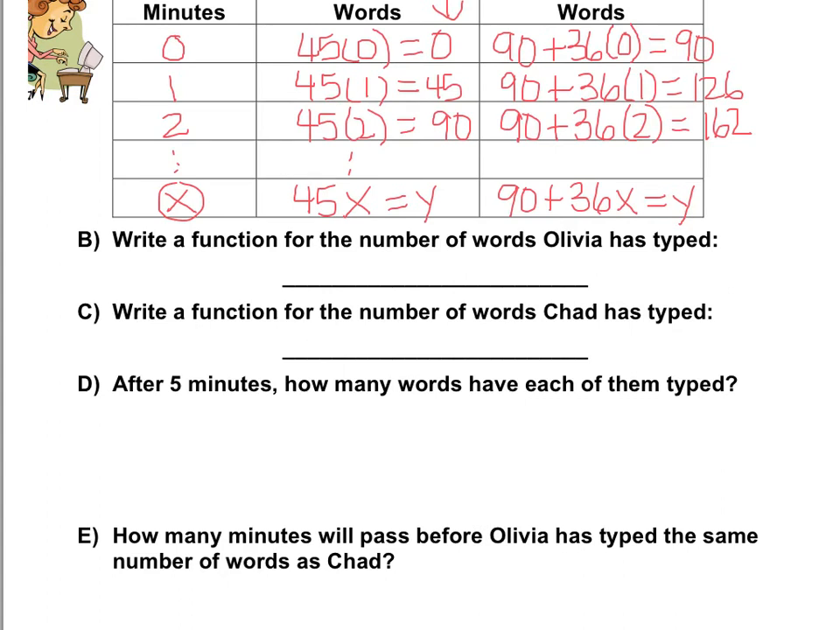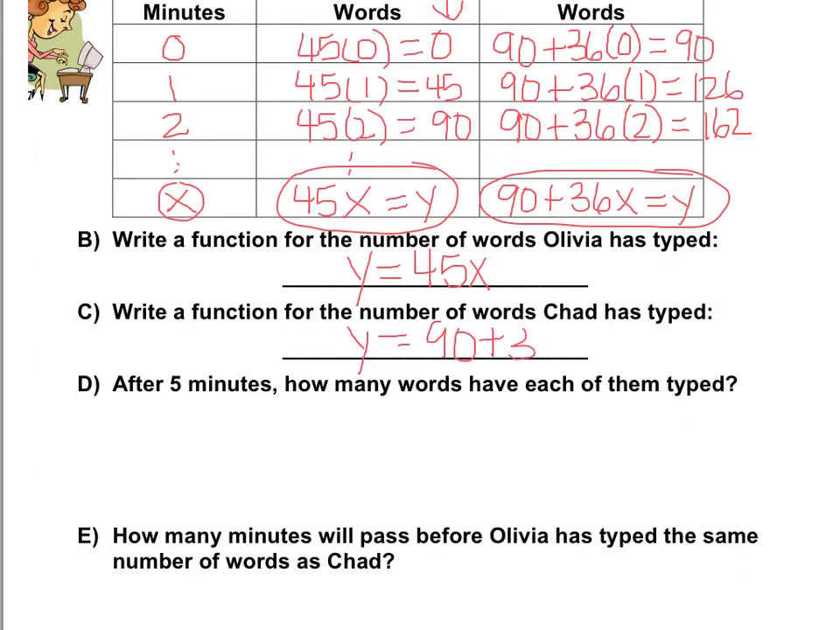It says write a function for the number of words that Olivia has typed. So that's this equation right here. y equals 45x. The number of words that Chad types, that's this equation, y equals 90 plus 36 times x.